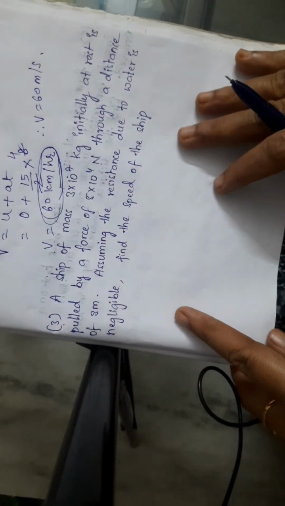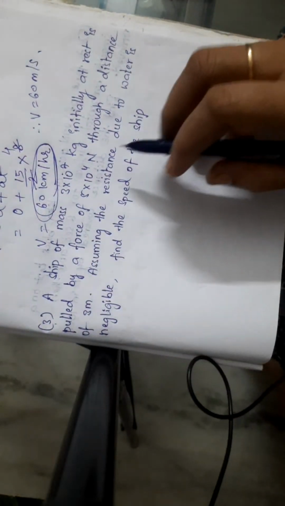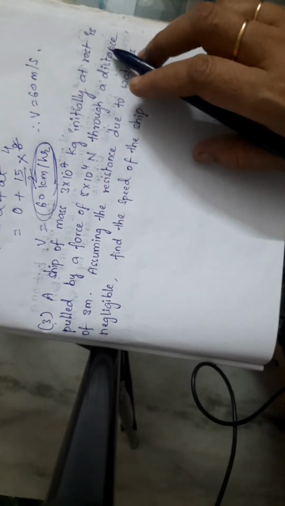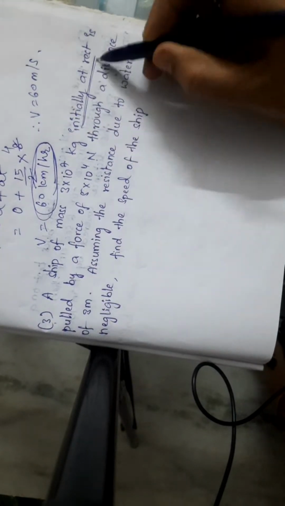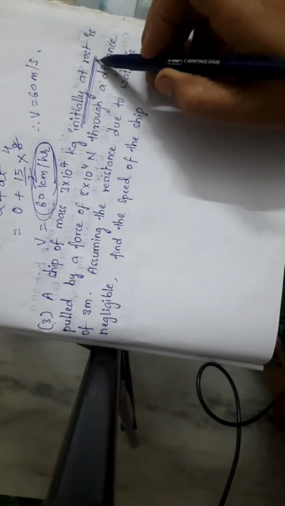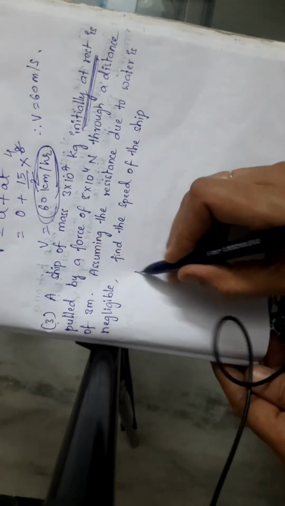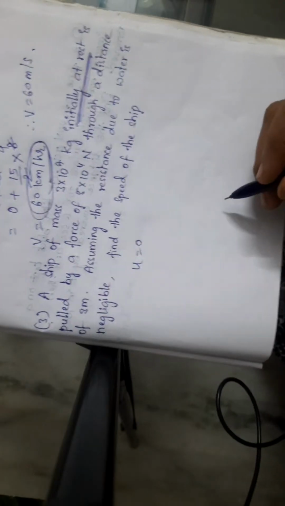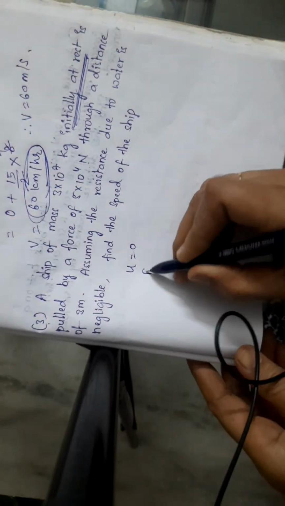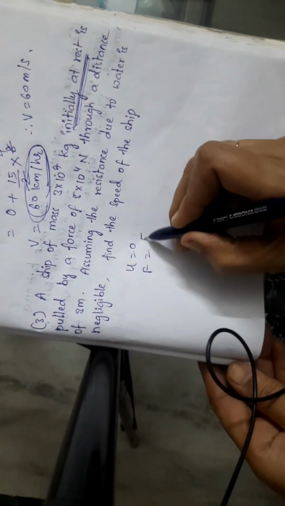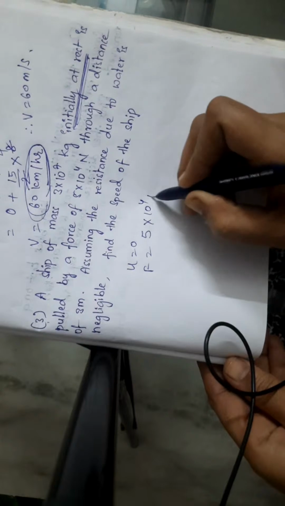Now the next question: a ship of mass 3 multiplied by 10 raised to 7 kg, initially at rest. So again it is initially at rest, which means its starting velocity is 0. So u is 0, pulled by a force given as 5 multiplied by 10 raised to 4 Newton.